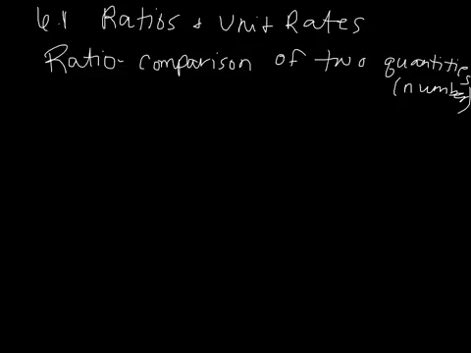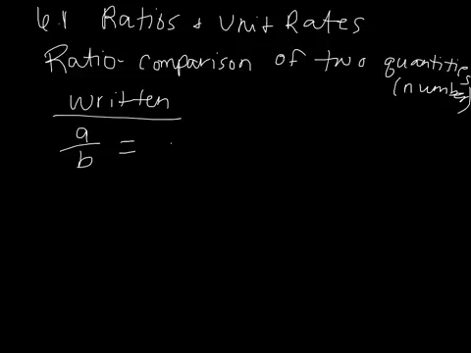It can be written as the following. We can write them A over B, like a fraction. We can write them A to B, or A colon B, or write them out as words as A to B. And A and B are variables again. They could be any number. It doesn't matter what number we put in them. That's why it's a variable.